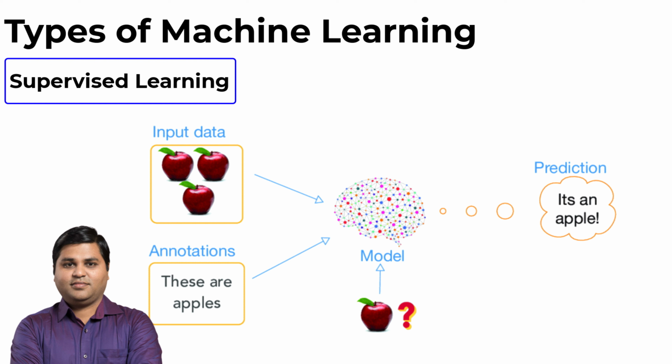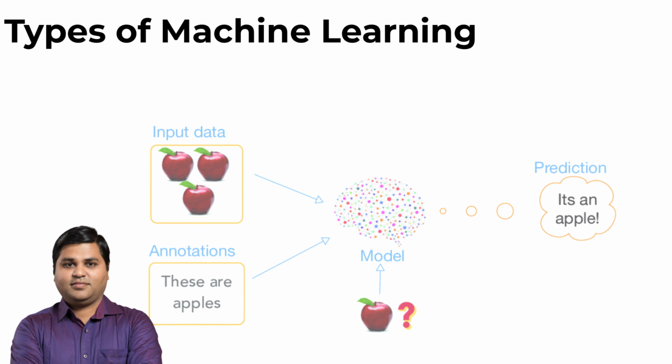For example, if we wanted to teach a computer to recognize different fruits, we would show it pictures of apples, bananas, and cherries and tell it what each one is. The computer would then learn what makes each fruit different and how to recognize them. Once the computer has learned from these examples, we can test it by giving it a new picture and see if it can correctly identify the fruit.